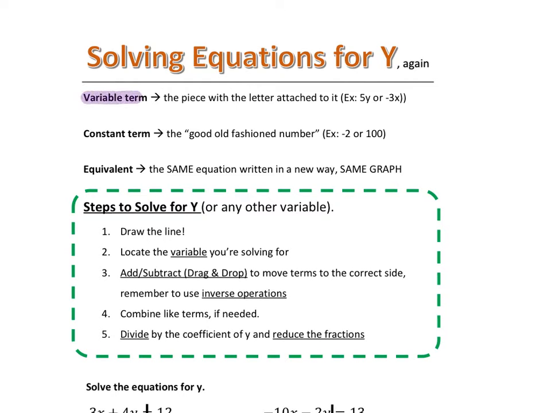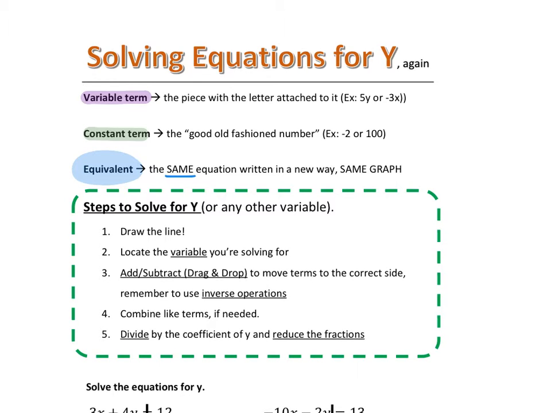Remember that a variable term is the piece of the equation with the letter attached to it, like 5y or negative 3x. The constant term is the good old-fashioned number, so just a number by itself with no letter attached to it, negative 2 or 100. Then you also have the word equivalent. Now you're going to see the word equivalent a lot in these kinds of equations because we're writing the same equation just written in a new way. Remember, these, since they're the same or equivalent, will have the same graph and the same table of generated terms.